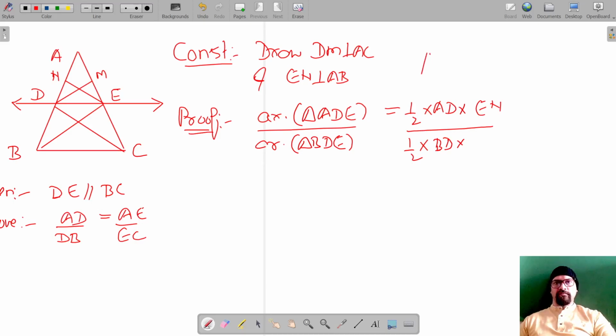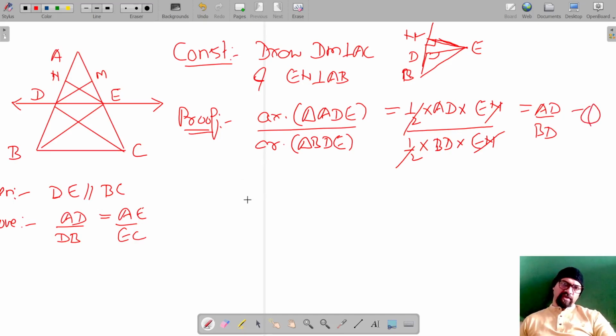And for triangle BDE, the base is BD and this is an obtuse angle triangle. So this is how the BD is, which is an obtuse angle triangle. So the perpendicular, if drawn from this vertex, looks like this. So this is the perpendicular which is EN. This is BD. So the perpendicular is outside the triangle. So half and half and EN get cancelled. And finally we have AD by BD.